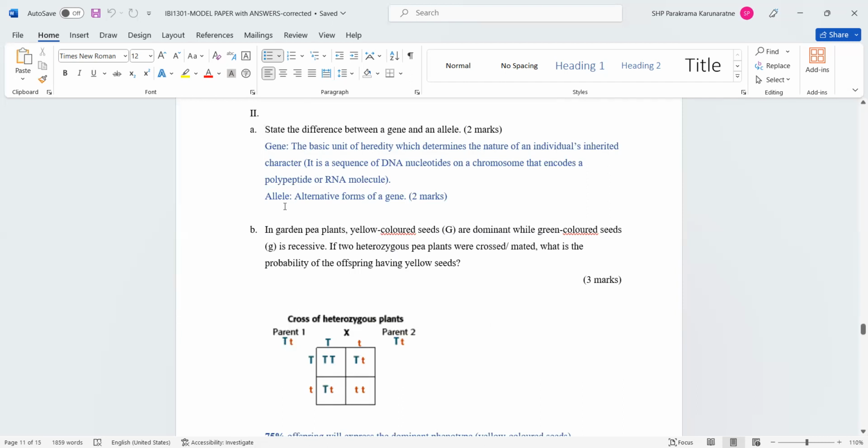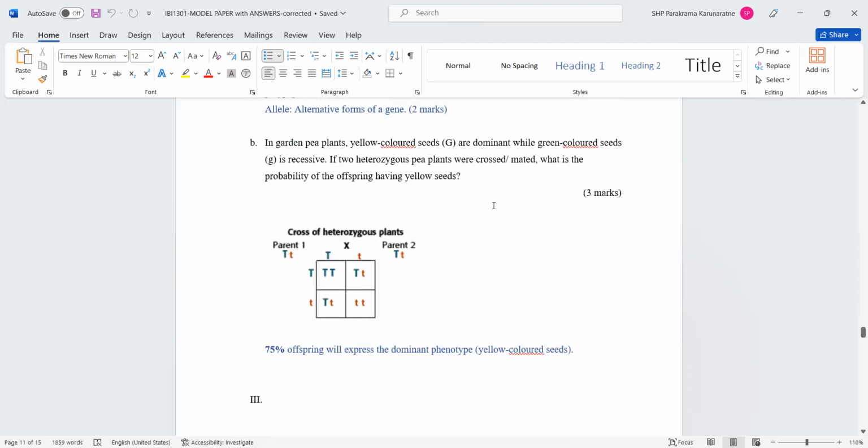And allele is the alternative forms of a gene. Alternative forms of a gene. The nucleotide sequence is slightly different, right? I have given these definitions, so you have to remember these definitions. Please remember these definitions, right? So you get 2 marks.